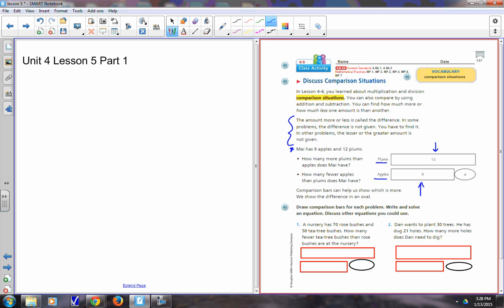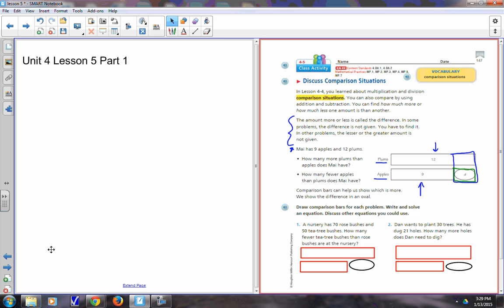Well, what we want to know is how many more plums, so this section right here, how many more plums than apples does my have? How many fewer apples, so we're talking about, again, this little section right here. How many fewer apples than plums does my have?